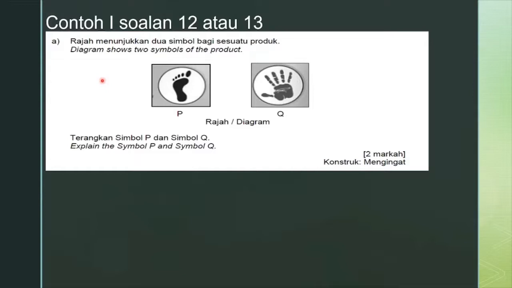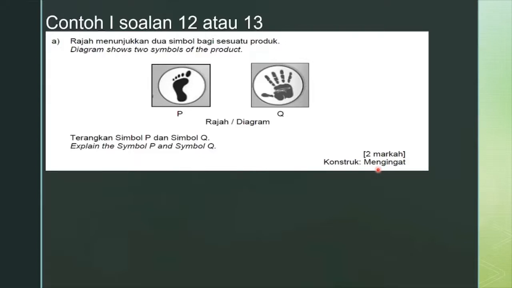Yeah. You need to explain the symbol P and symbol Q. Baik, kita kena terangkanlah apakah itu simbol P dan simbol Q. Ya. So, kita ada 2 gambar, kita kena terangkan. Dan untuk soalan yang pertama ini, dia menguji konstruk yang pertama, iaitu mengingat. 2 markah untuk mengingat.